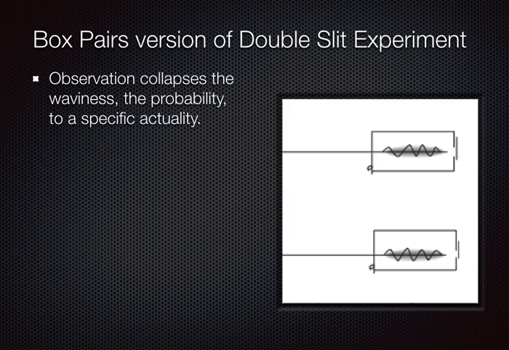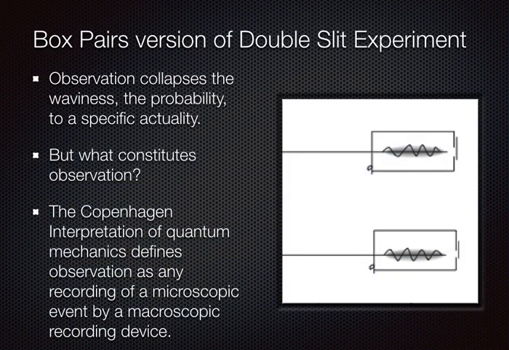So now, again, the question posed is, what constitutes observation? What is observation? Like, if my dog looks at it, does it collapse? Well, how would you know? Say we taught the dog to talk, and the dog says yes. Then does it collapse as soon as you hear it say yes, because now you consciously know? Where does the collapse happen? The Copenhagen interpretation of quantum mechanics defines observation as any recording of a microscopic event by a macroscopic recording device.